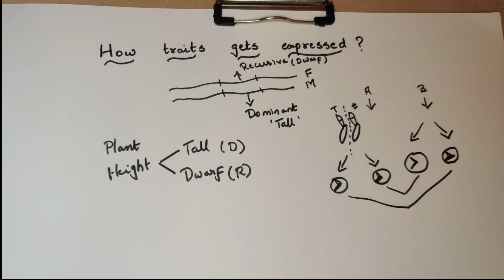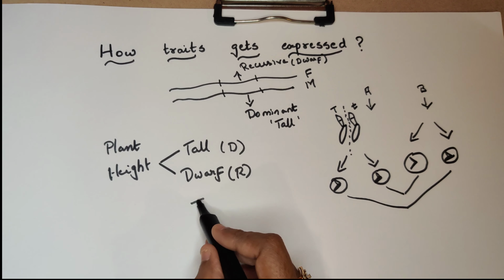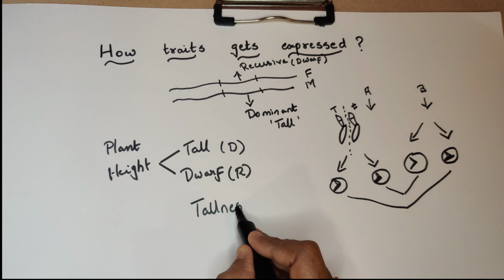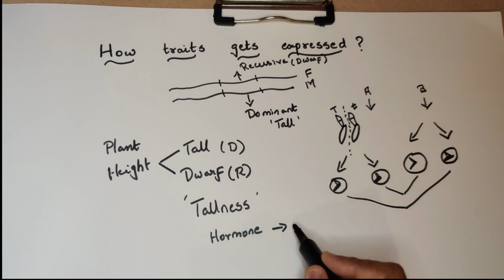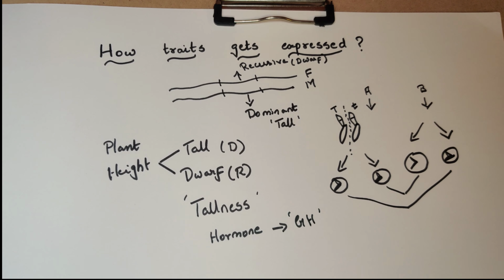Now listen all of you, when I say dominant, how do I say it is dominant? What is it expressing here? It is expressing a character that is called tallness. It means that the gene in question for tallness is producing a hormone that is maximum. This hormone, for example, can be a growth hormone which is responsible for the plant growing to its maximum height. Now this is what is called traits getting expressed.